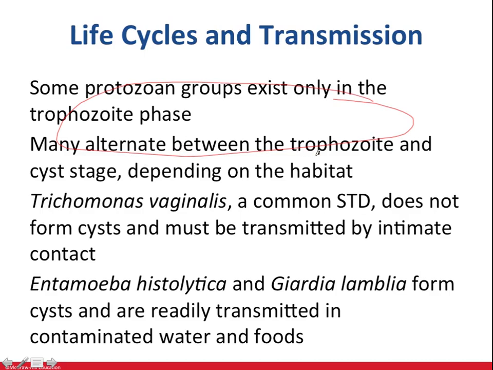Some protozoa have both cycles. For example, Trichomonas vaginalis is one type of sexually transmitted disease. STD means sexually transmitted disease. So this type of protozoa doesn't have the cyst cycle, which means they can only live inside the human body. If they get out of the human body, they will die. So this disease has to be transmitted by sexual contact.